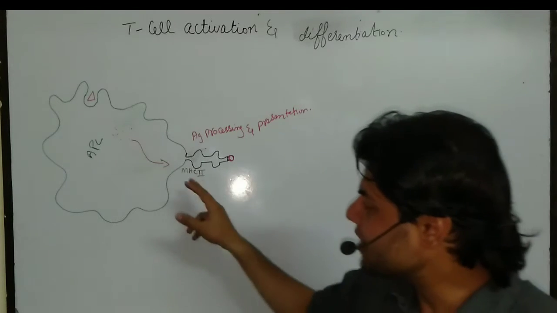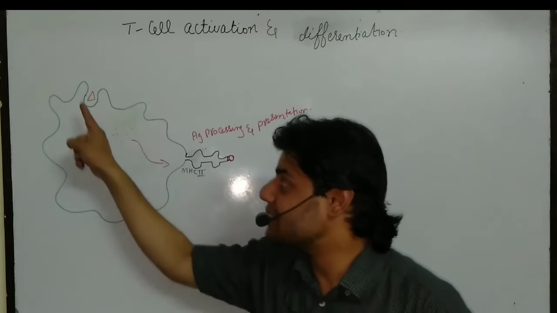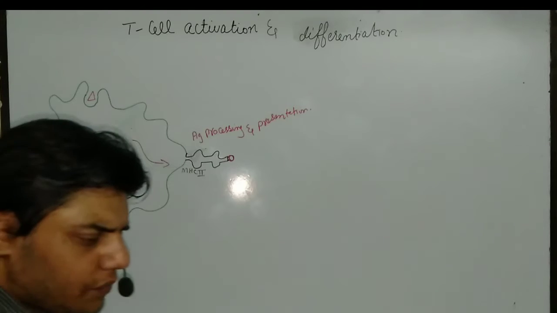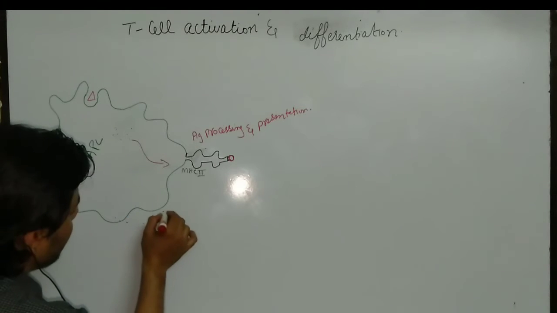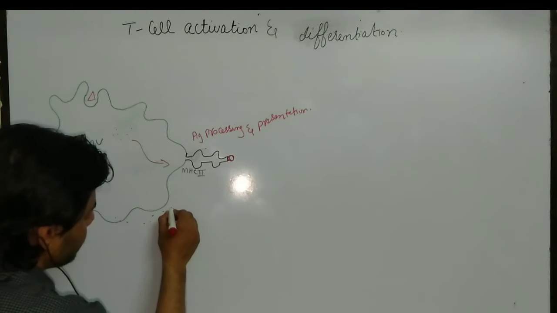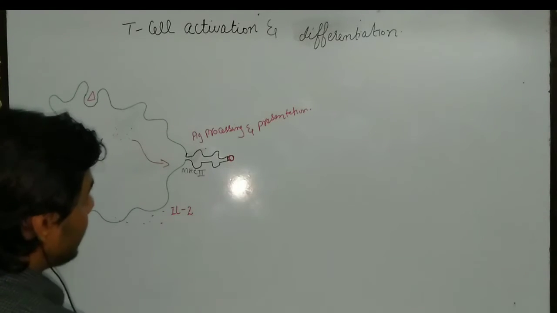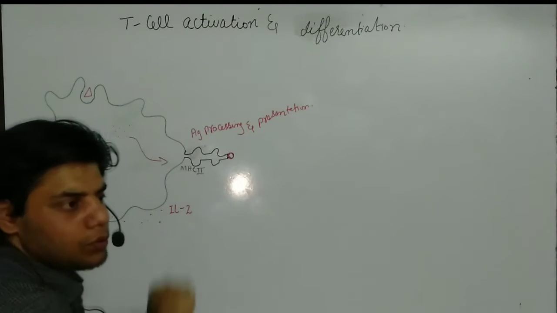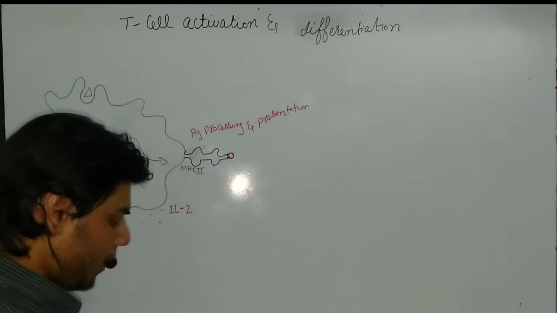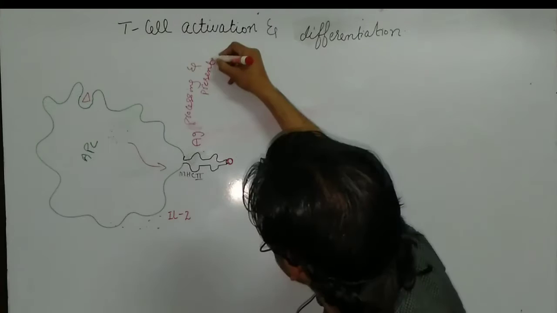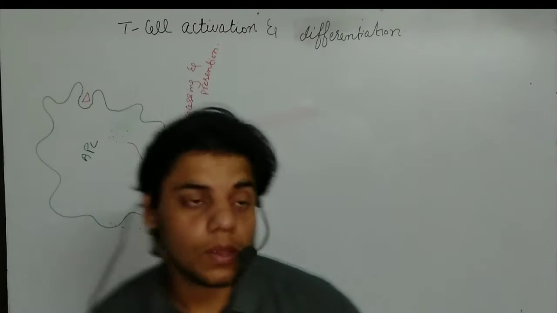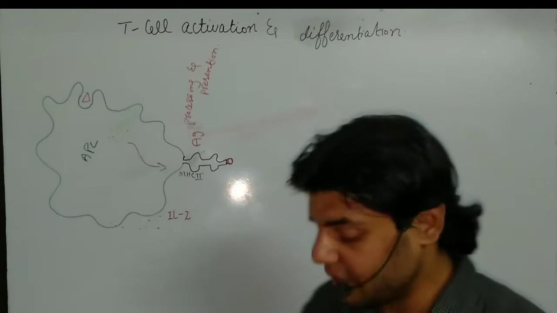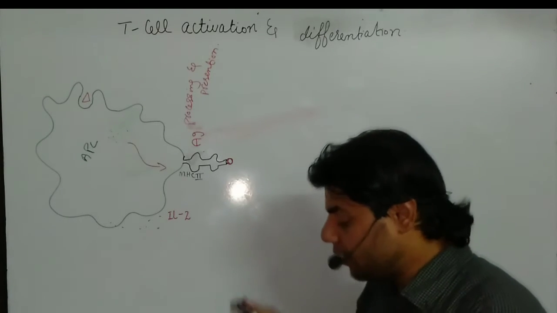Now, here what happened: once the MHC2 molecules are formed and they are expressing this antigen portion, they will secrete some kind of cytokine which we call interleukin 2. This interleukin 2 will migrate or recruit the T cell. This interleukin 2 will activate, means recruit or migrate, the T cell.